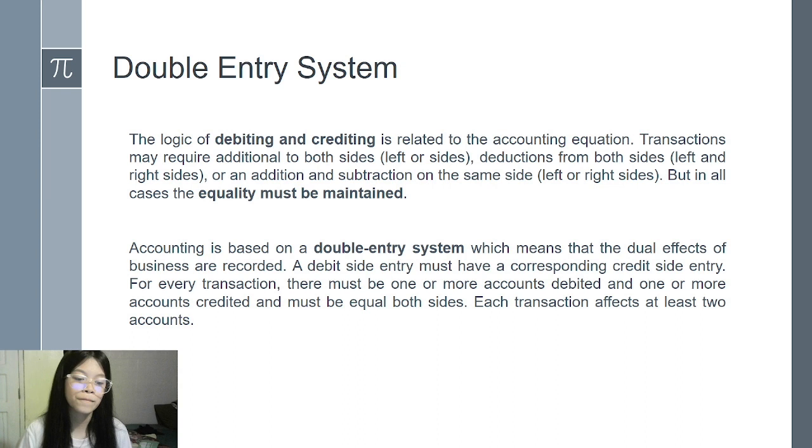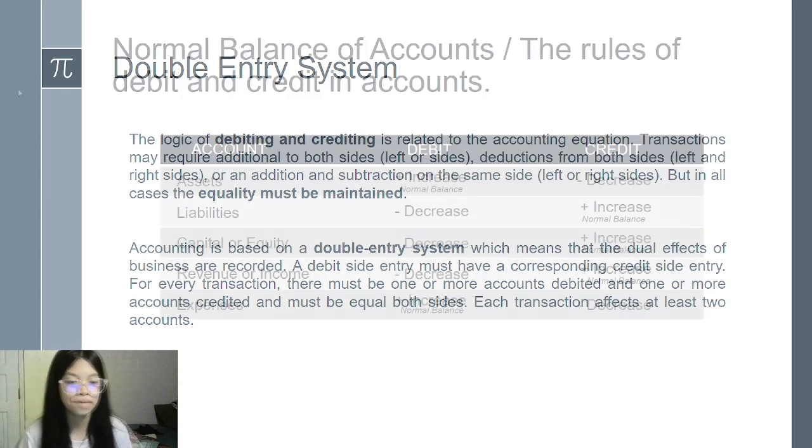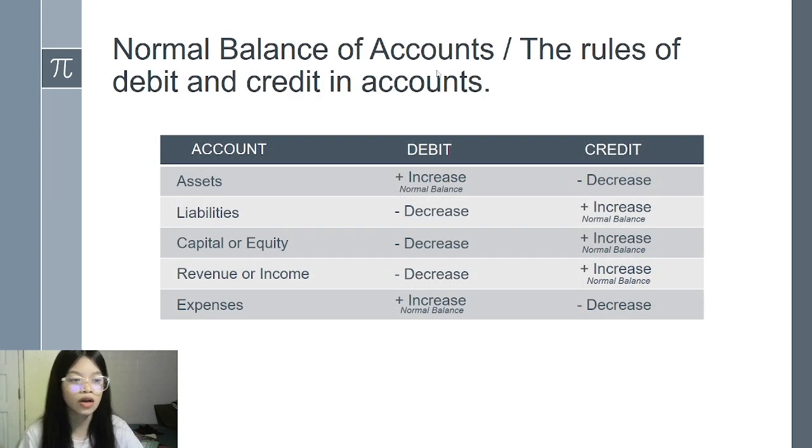Meron itong mga normal balance of accounts. So, this is the normal balance of accounts or the rules of debit and credit in accounts. So, ang mga accounts ay ang assets, liabilities, capital or equity, revenue or income, and expenses. So, kapag assets, ang normal balance niya ay increase in debit. Kapag liabilities, increase in credit.